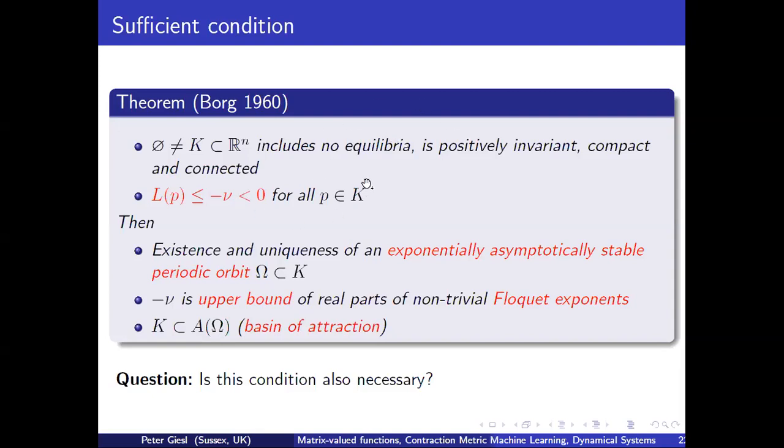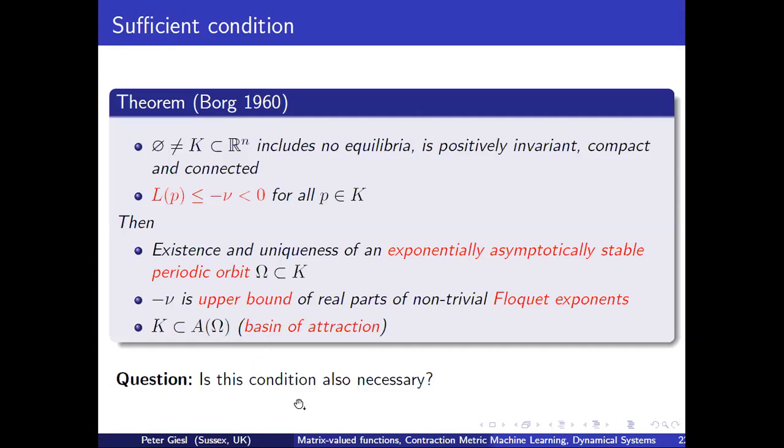If you have these two ingredients, then you can conclude existence and uniqueness of a periodic orbit in K, which is exponentially asymptotically stable. And this minus nu is an upper bound of the real parts of the non-trivial Floquet exponents. So there's 1, 0, but the other ones tell you something about the attraction. And the set K is in the basin of attraction of this periodic orbit. So that's quite a powerful result.